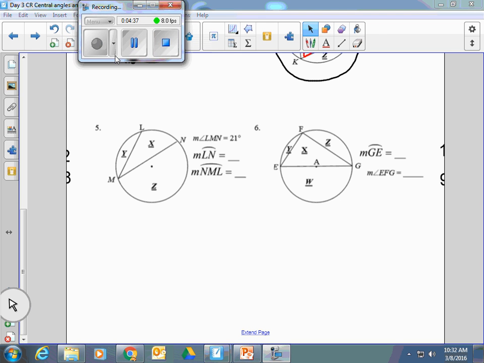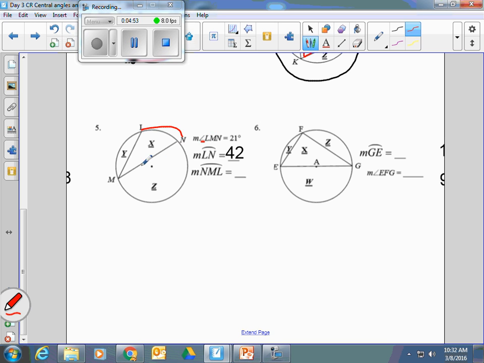Okay, recording. Okay, how big is arc LN? 42. 42, absolutely. Why is it 42? Because you add 21 to the 21 degrees. Because right here they told me that this angle is 21 and the vertex is on the edge. So to get back up to the arc, wouldn't I multiply by 2? Good. And then how big is arc NML? That's all of this, right? What did you get for that one? 318. 318. Very good.